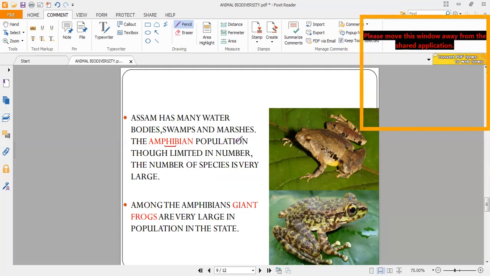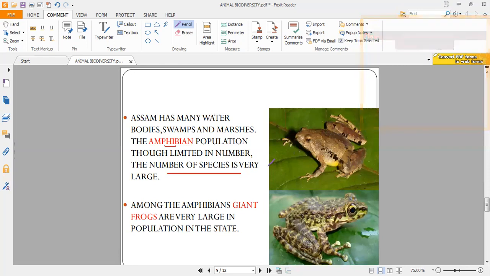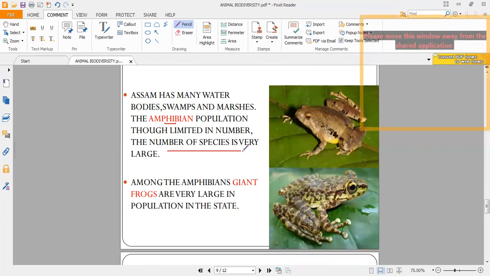Compared to other parts of the country or other parts of the world, we have a limited number of population of amphibians, but the number of species is very large. This means the variety of species, different types of species of amphibians that we can find in Assam is very large, but overall the population may be less compared to other parts of the earth.